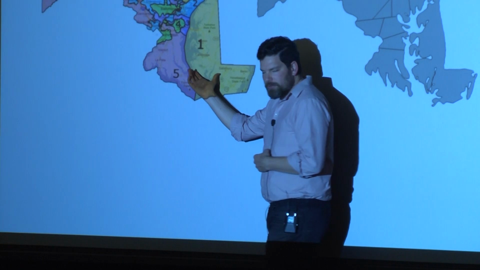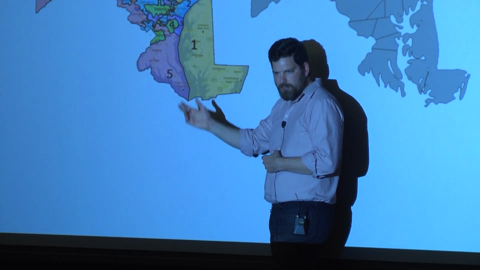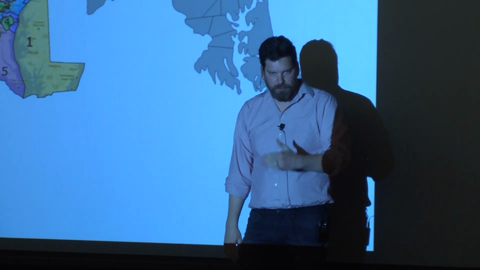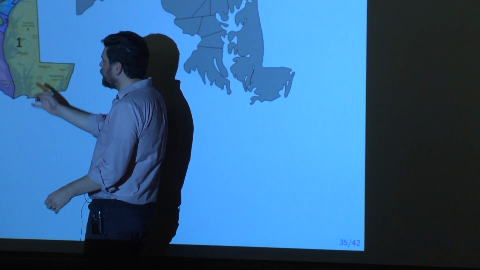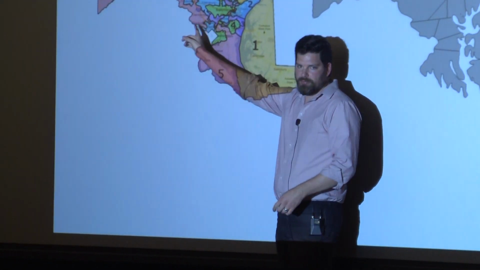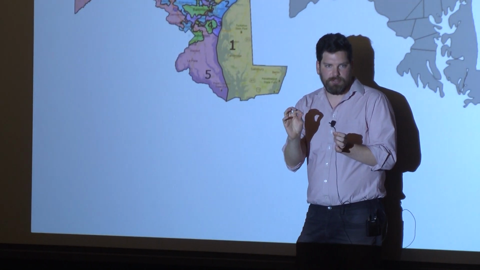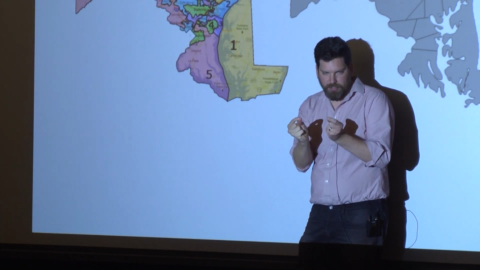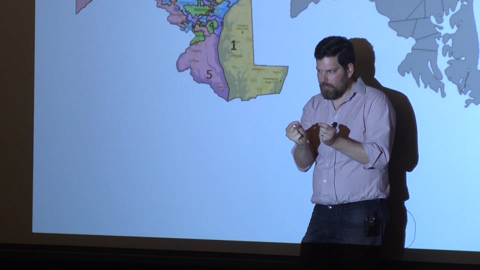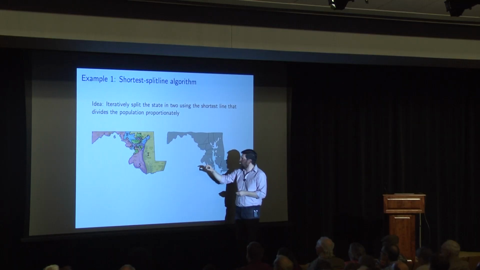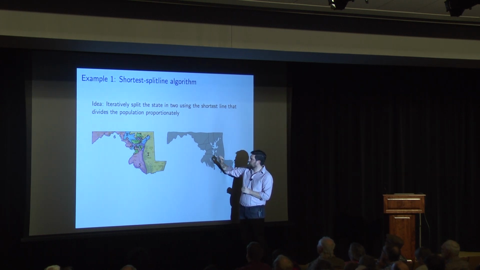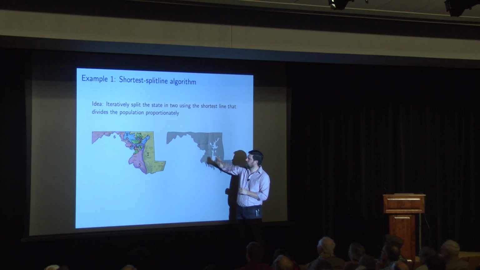We need to cut up Maryland into some districts. So I'm going to cut up Maryland using a series of line segments. I'll look at all possible line segments that break this state up into two equal parts population-wise. And then I'll look at the particular choice of line segment that's the shortest possible. So the shortest line that accomplishes that is right here. Actually, it's right there. There we go. That makes more sense.